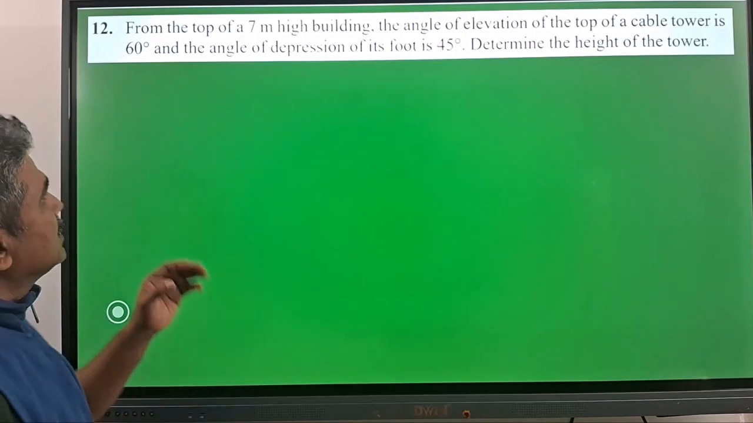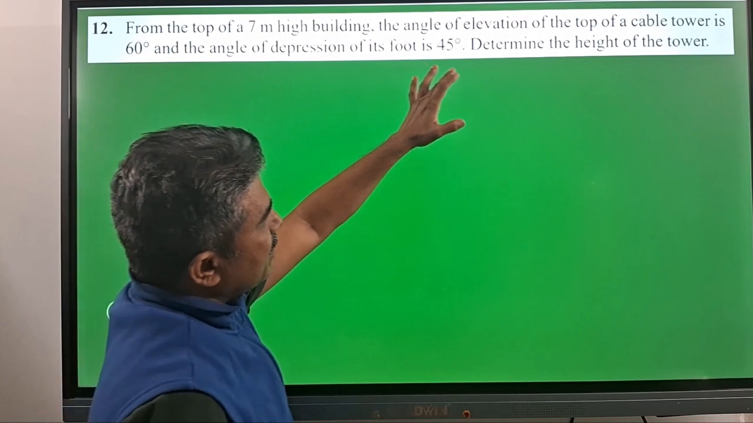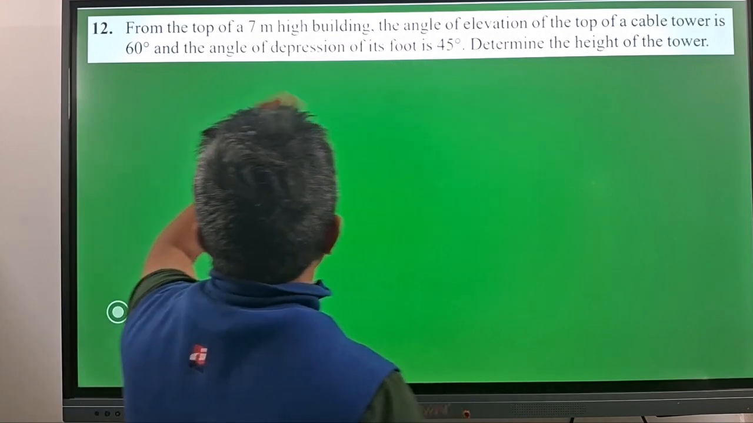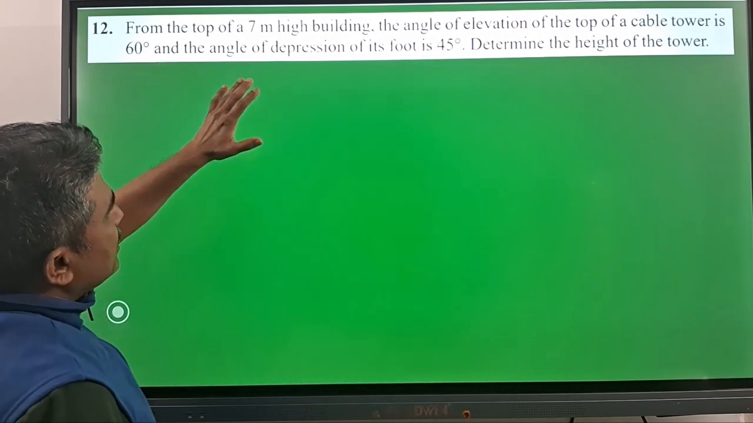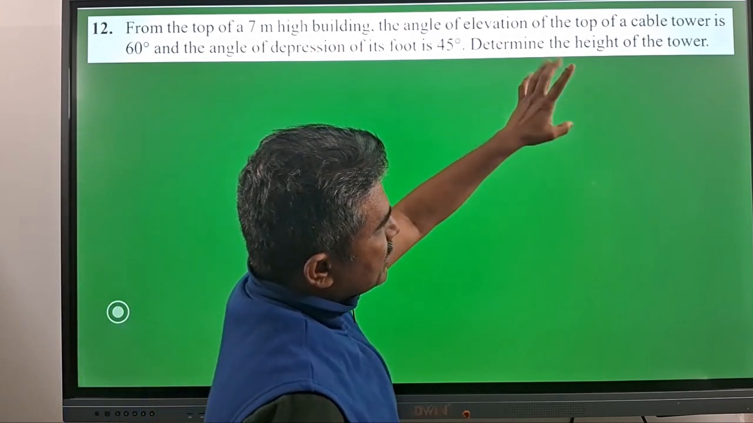The question is like this: from the top of a 7-meter high building, the angle of elevation of the top of a cable tower is 60 degrees and the angle of depression of its foot is 45 degrees. Determine the height of the tower.